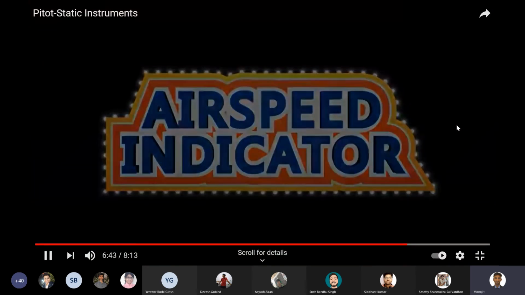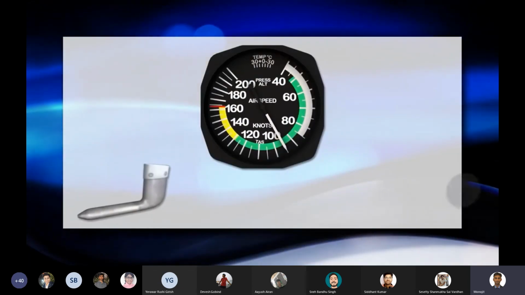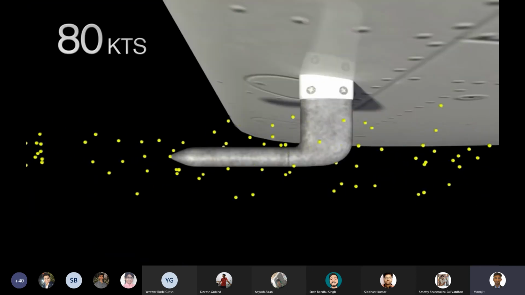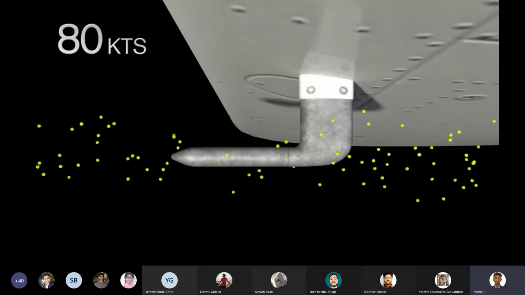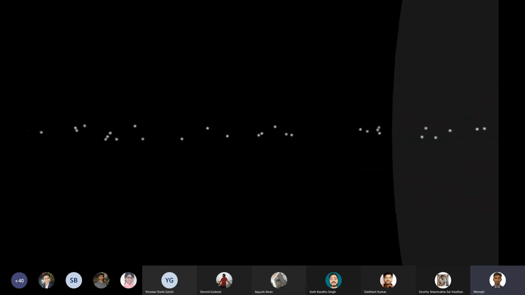Airspeed indicator. The airspeed indicator is the only pitot-static instrument that uses both input from the static port and the pitot tube. The pitot tube is used to measure what's called ram pressure. The faster the airplane travels, the greater the ram pressure is.